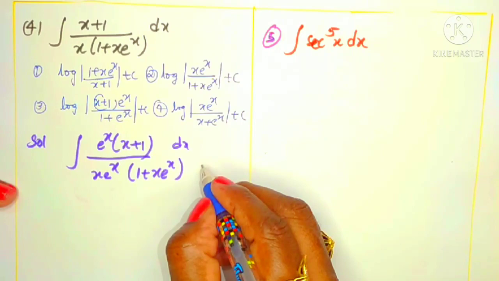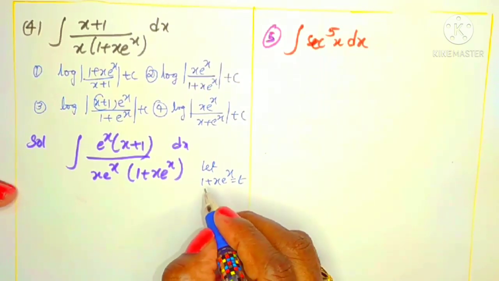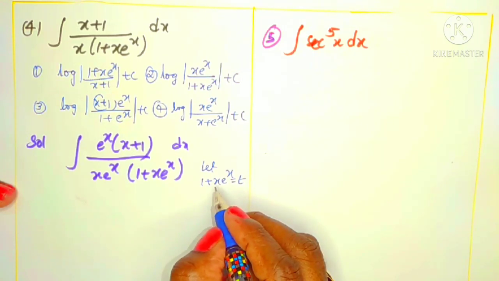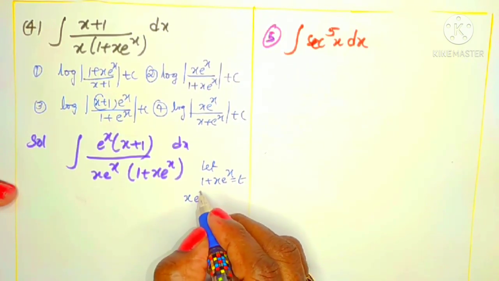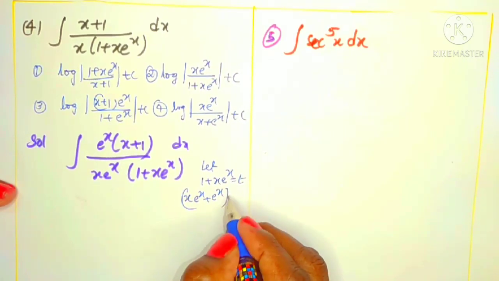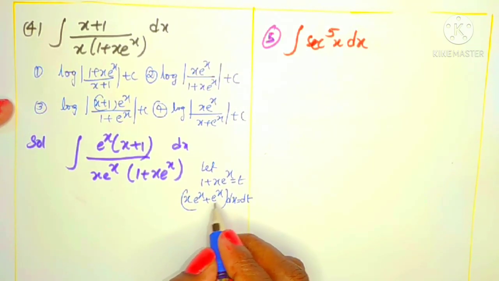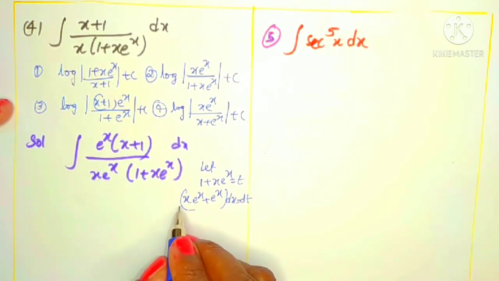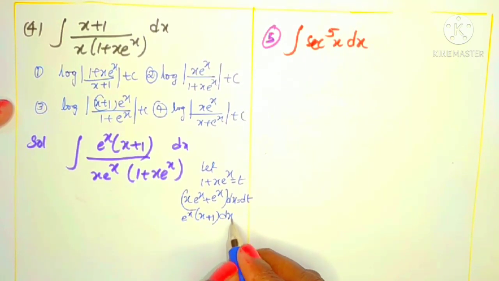Here we can take the substitution: let 1 plus x e^x be t. Its derivative: derivative of 1 is 0. For x e^x, the u v rule can apply: x into derivative of e^x, plus e^x into derivative of x, which is 1. Means e^x plus x e^x dx equals dt, right? Taking e^x common, e^x (x plus 1) dx equals dt.